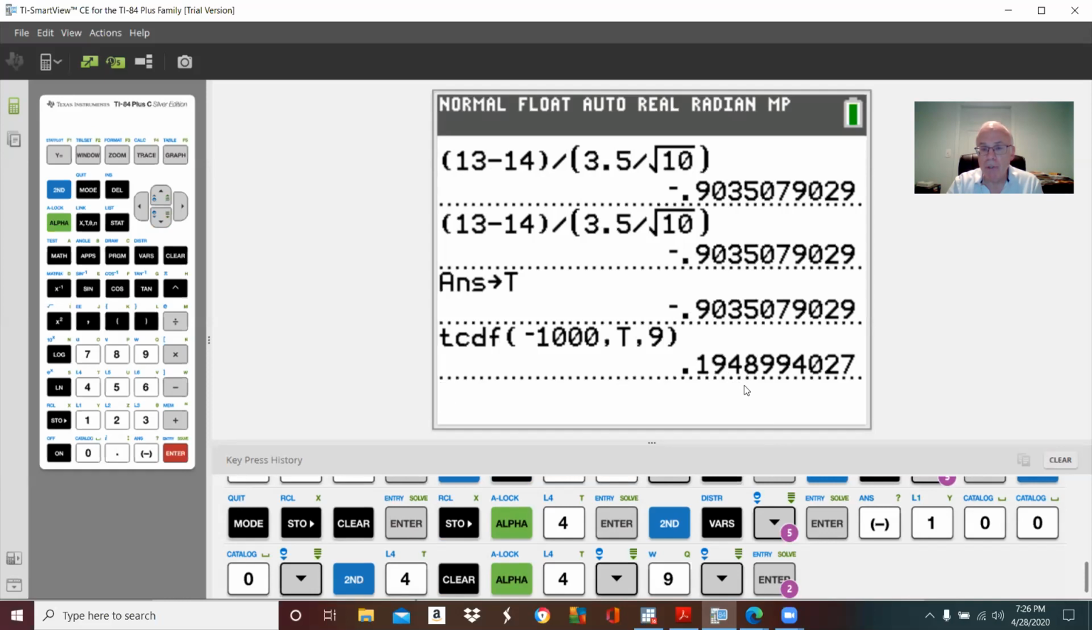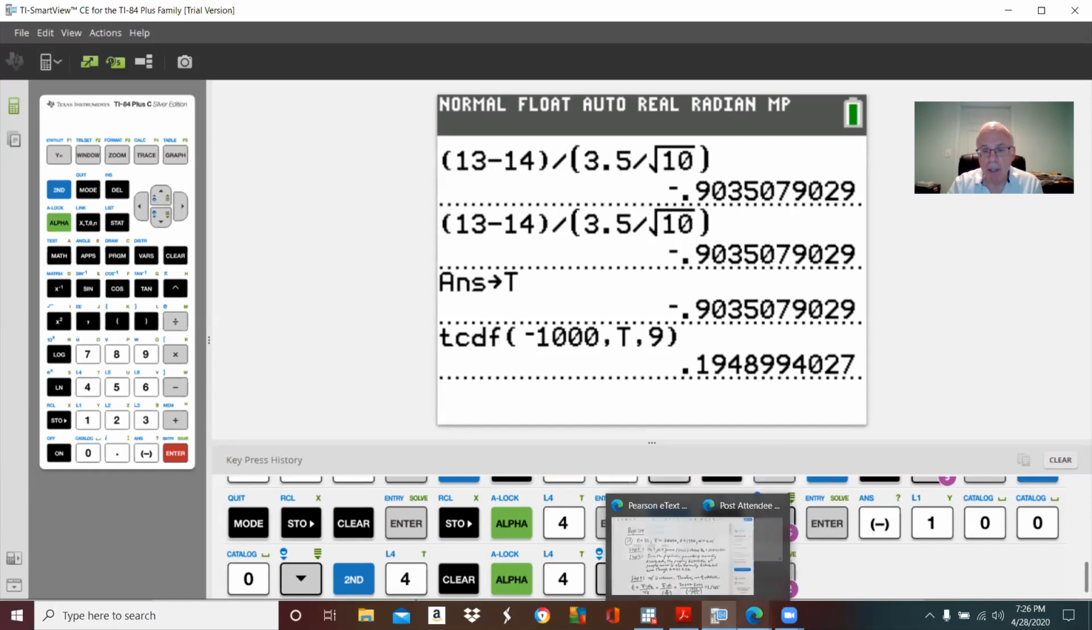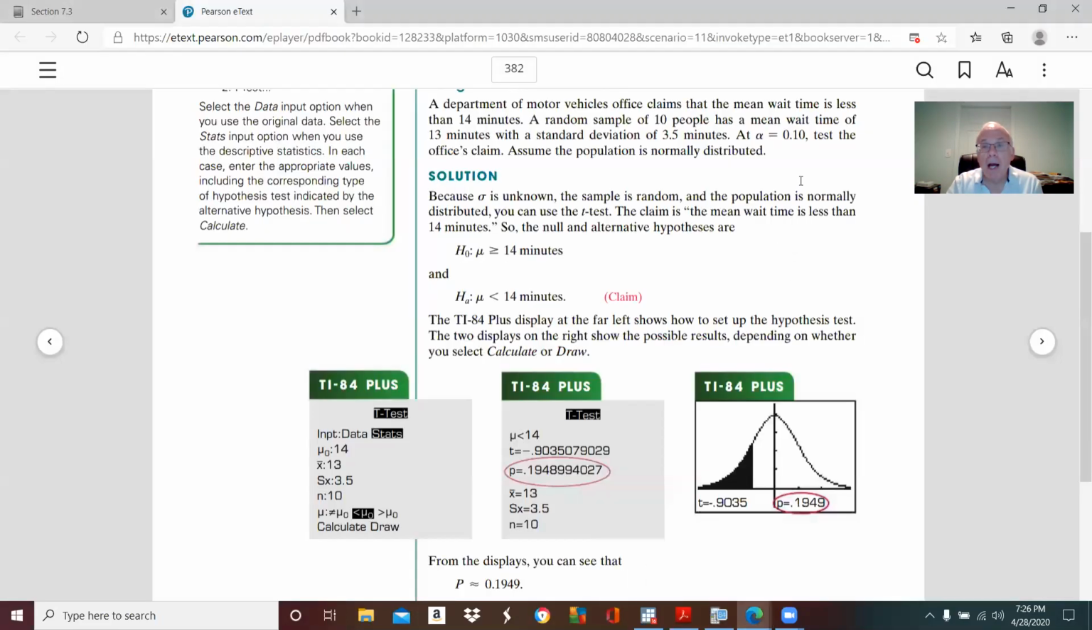What you're going to do is compare this p-value of 0.1949 to the alpha. And what was alpha again? The probability of a type 1 error. Well, let's go back to it. Alpha is 0.10. Well, the p-value of 0.1949 is larger than 0.10.